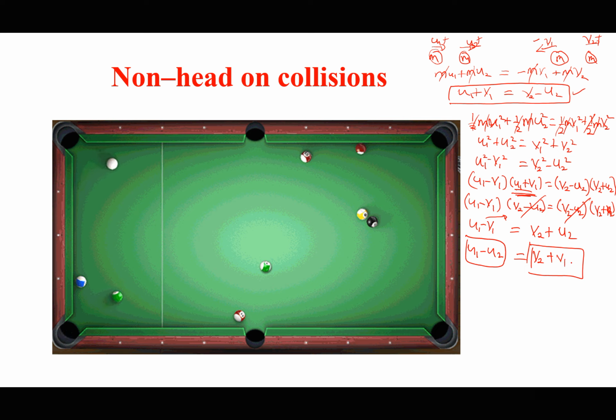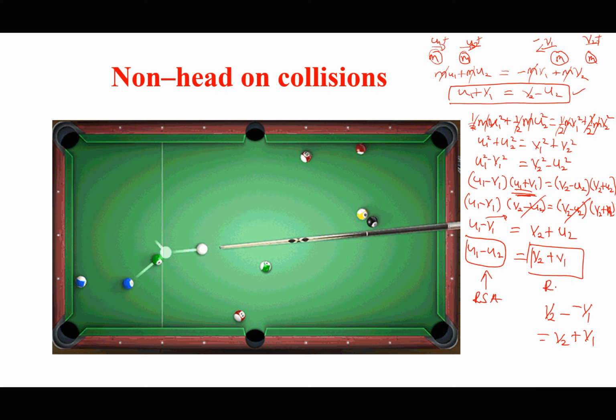Let's look at v2 plus v1. Note that v2 was to the right hand side, so it is positive, and v1 was to the left hand side, so the relative speed would be v2 minus negative v1, which is the same as v2 plus v1. So that means this is going to be the relative speed of approach, and this is called the relative speed of separation. So for an elastic collision, the relative speed of approach is the same as the relative speed of separation.